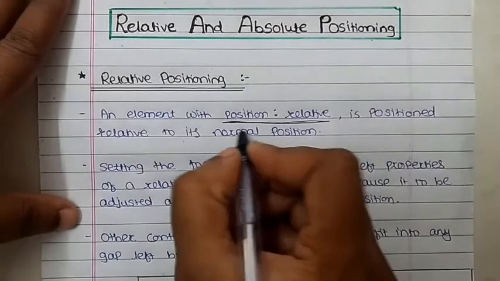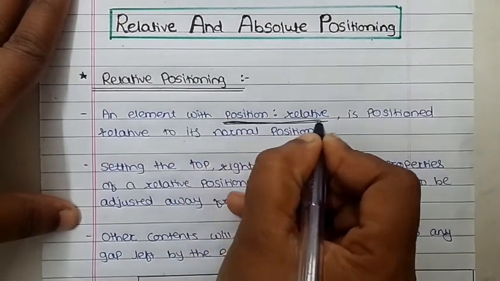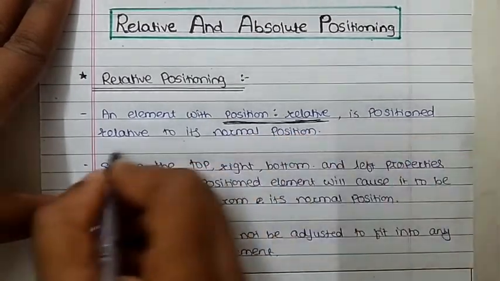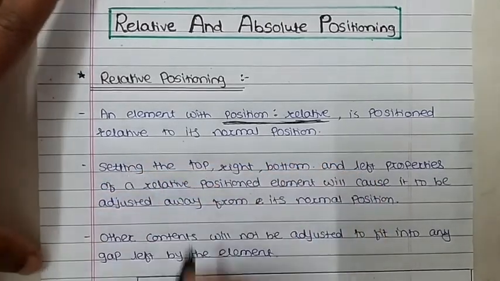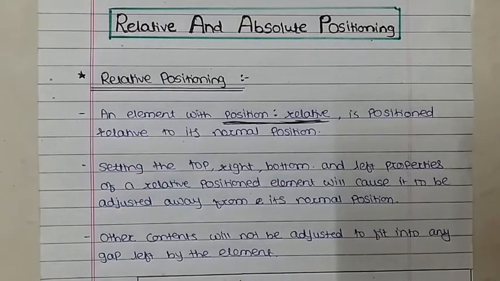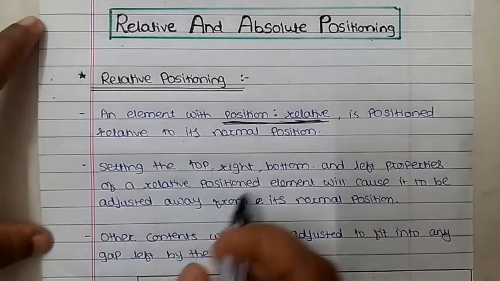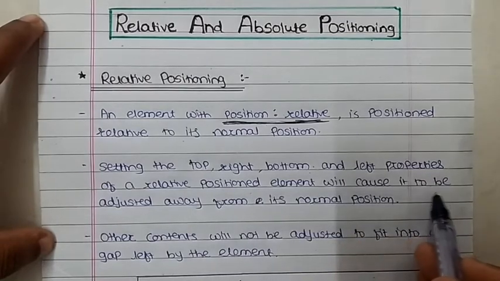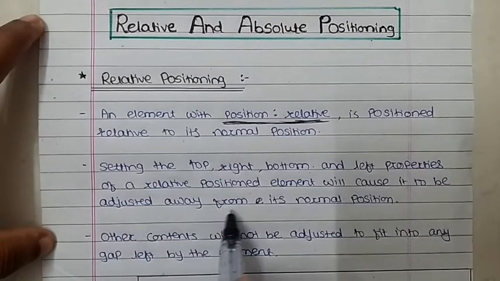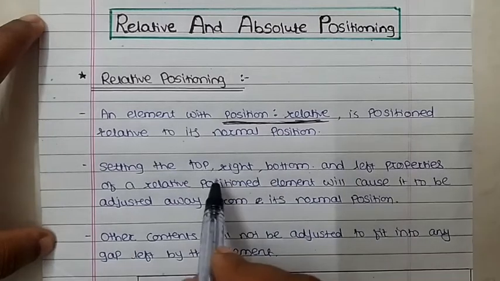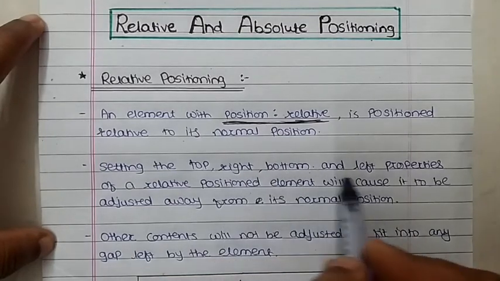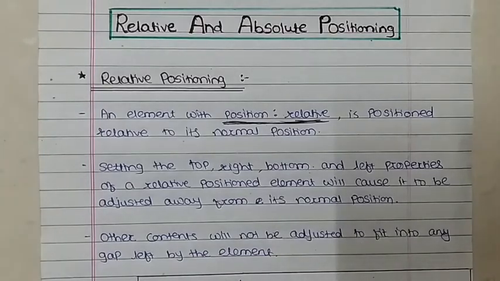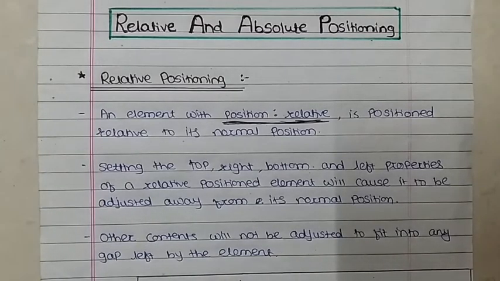When we write position is equal to relative, then it is called relative positioning. It is positioned relative to its normal position. Setting the top, right, bottom and left properties of a relatively positioned element will cause it to be adjusted away from its normal position. When we set the top, right, bottom and left, only the element belonging to that position is affected, and it adjusts its position away from its original or normal position.